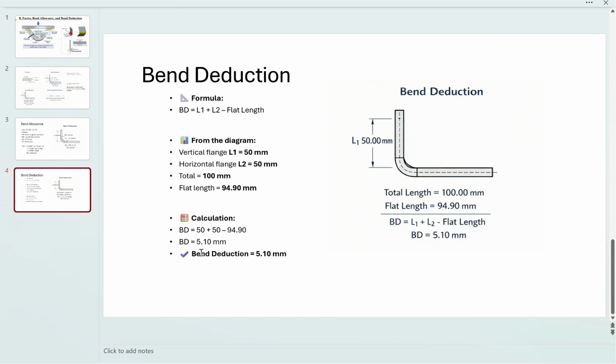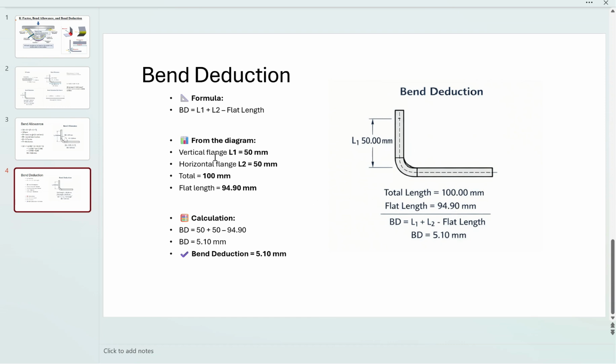That gives the bend deduction formula, that gives the 5.10 after the input of this value. Total length is 150 plus 50 flange length. The flat length is 94.9. So the bend deduction is 5.10 mm. So that much amount should be subtracted from the total length to get the flat length of 94.9.